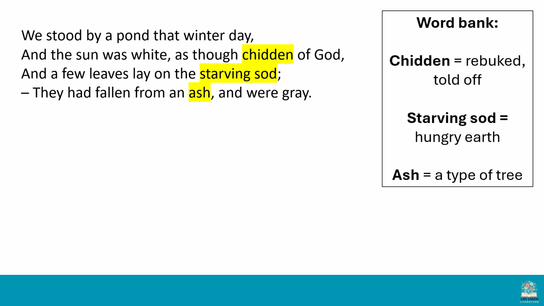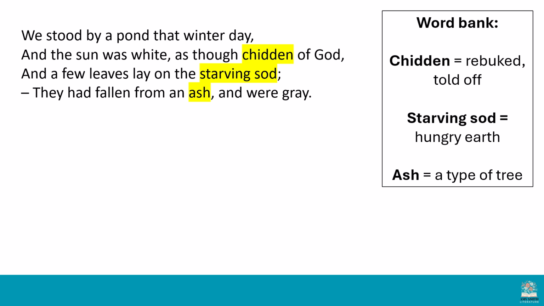And the word chidden means to be rebuked or to be told off about something. So it almost seems as if God has cursed this landscape. So while the first line seems really positive, it starts with the pronoun we, the couple seem to be together, they're out for a nice walk together. Actually, the second line juxtaposes with that and it seems really negative.